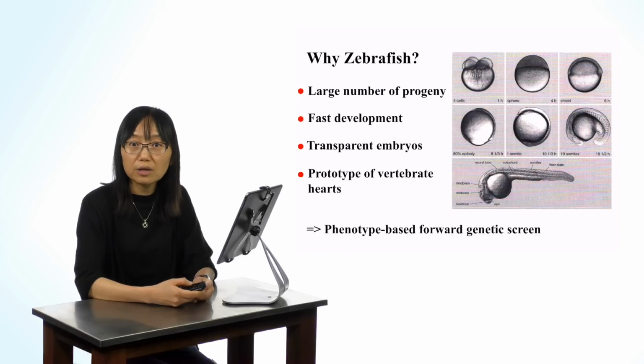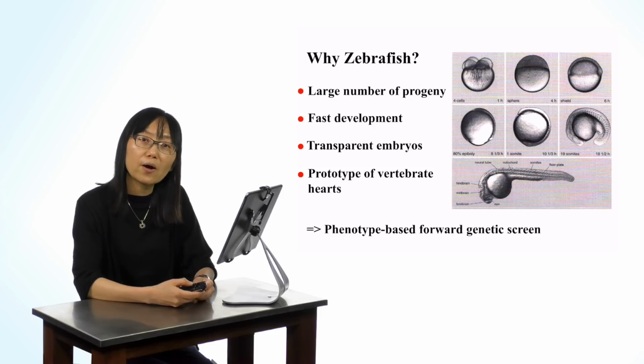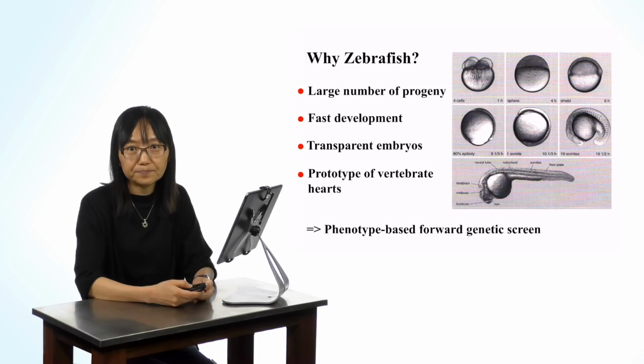The advantage of using zebrafish as a genetic model is that they produce a large number of progeny, and their development is very fast. Within 24 hours, a fertilized egg can develop into an embryo with a beating heart that can support the circulation throughout the body. More importantly, the zebrafish embryos are transparent and develop in water. This allowed easy access to examine the phenotypes.